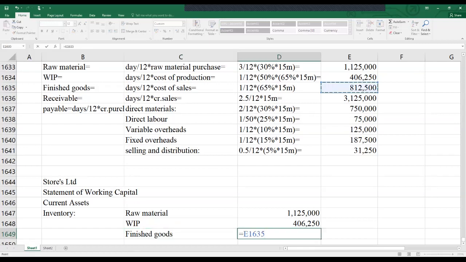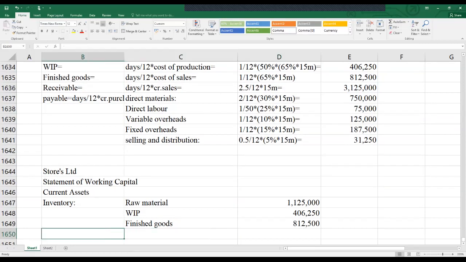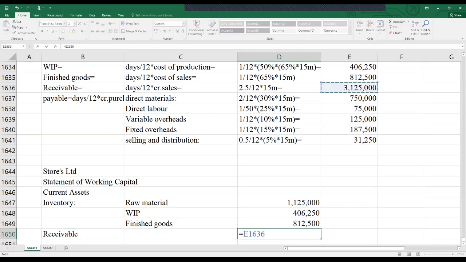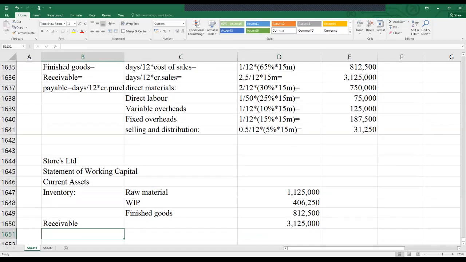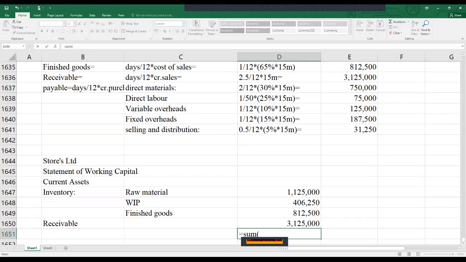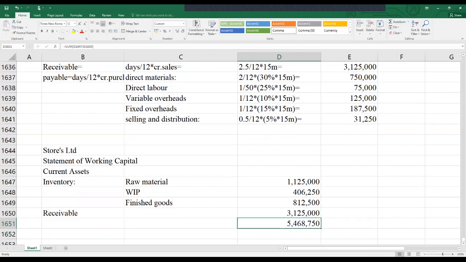Then it has debtors, receivables, from the workings, so you just call a working which we have already done. There's no cash, so therefore the total current assets gives me 5.4 million to be the company's total current assets.